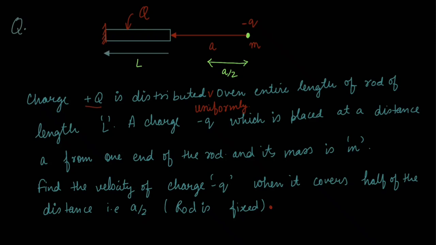Charge positive Q is distributed uniformly over this rod, and the length of the rod is L. A charge with magnitude minus Q is placed at a distance a from one end of the rod. The mass of this charge is m, and we are asked to find the velocity of charge minus Q when it covers half of the distance, that is when it reaches a by 2, in the middle of this distance a. Now let's see how we will solve this problem.